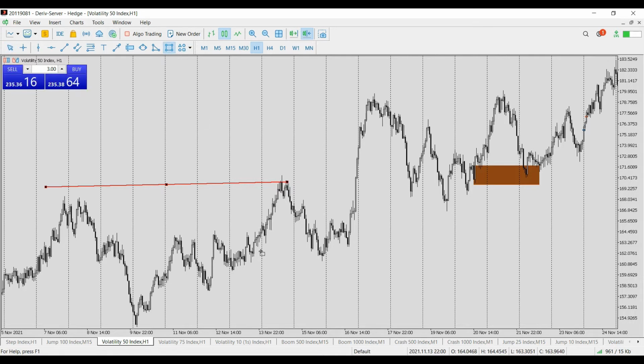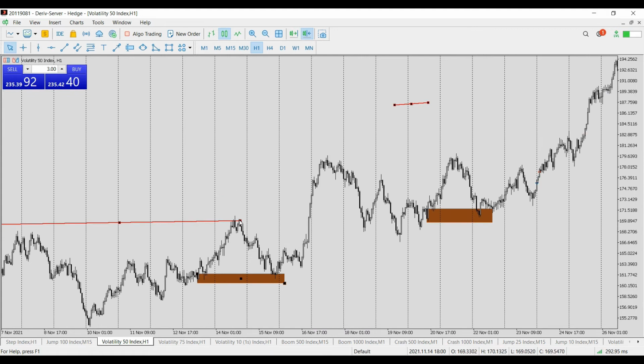This is another OB right here. This is another OB right here. Let me see. This is an OB right here, a valid OB. It broke the market structure here, came, retested this OB, had a little bit of consolidation and went up. Same thing here, it went down. This is an OB. Okay, this is not a valid OB.